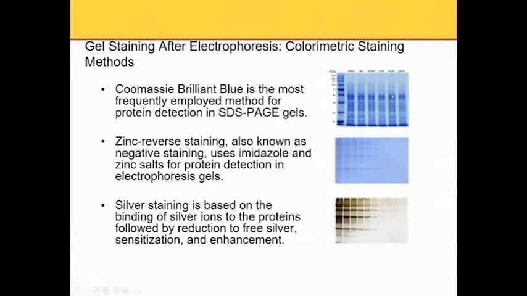So you can see this example of the Coomassie brilliant blue staining, and this is the zinc reverse staining, which is basically the same gel, and then you stain with the zinc reverse staining. Then you can see the band appears here, and is not appearing here. And this is the silver staining. It's very sensitive, but it's expensive.